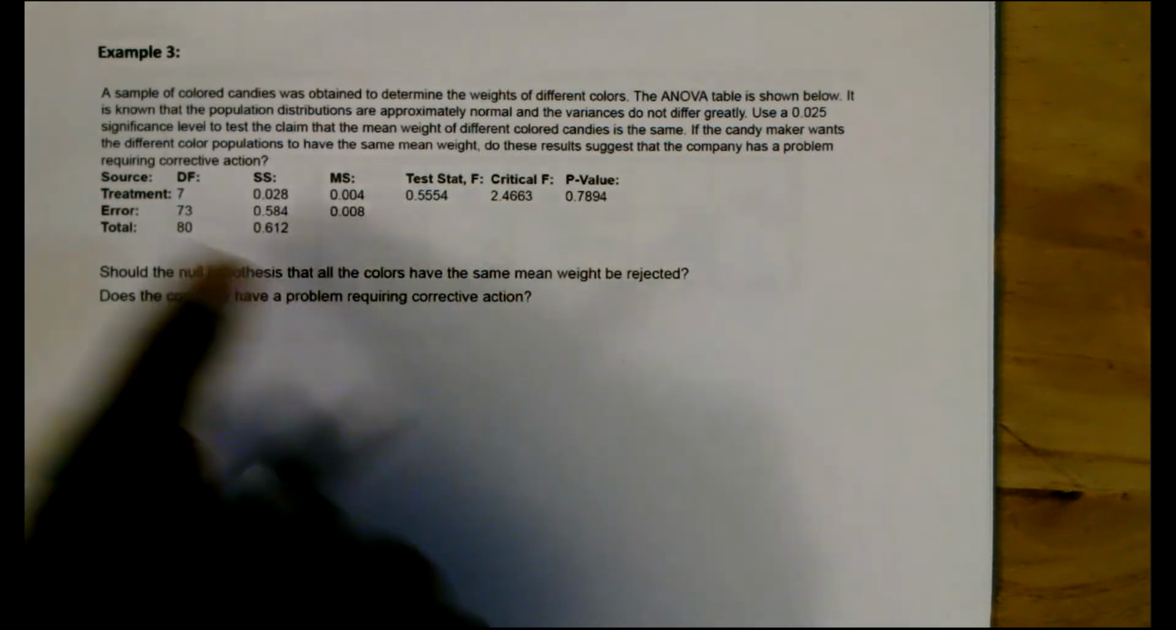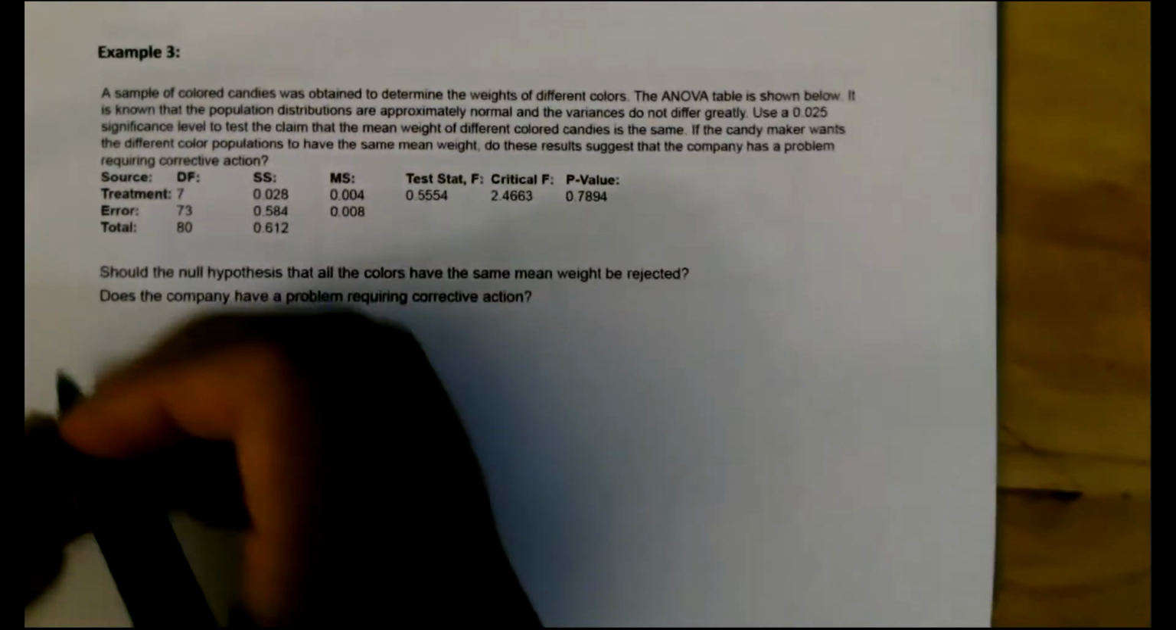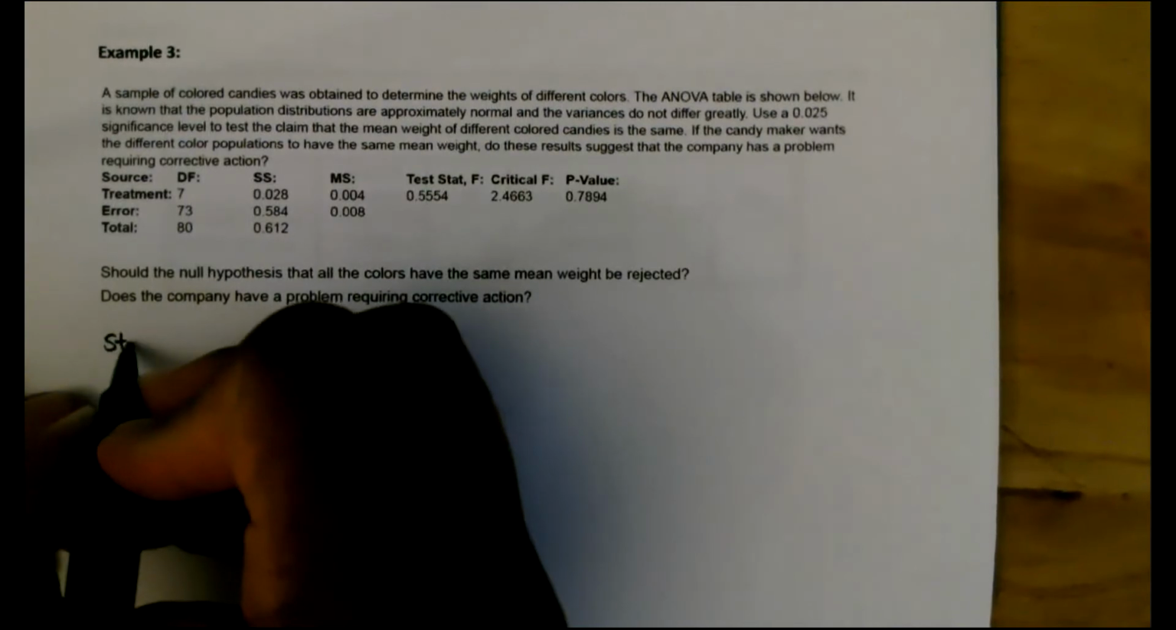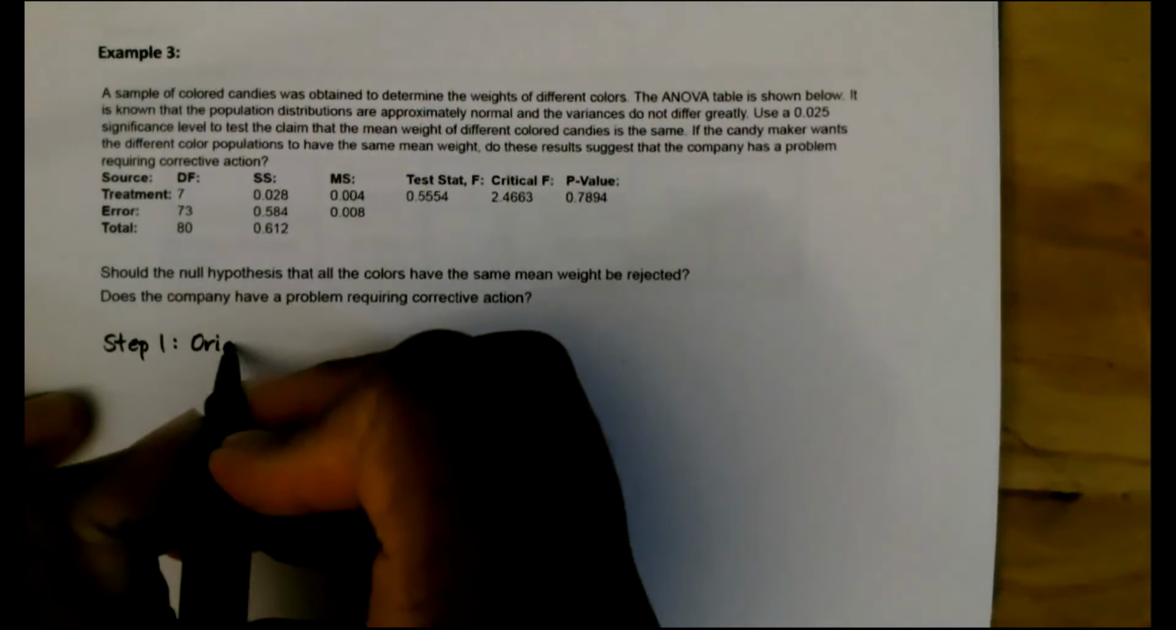So there's our output from the ANOVA table. And it says here, should the null hypothesis that all the colors have the same mean weight be rejected? And does the company have a problem requiring corrective action? Now I'm going to go through that 8-step procedure. Step number 1 is the original claim.